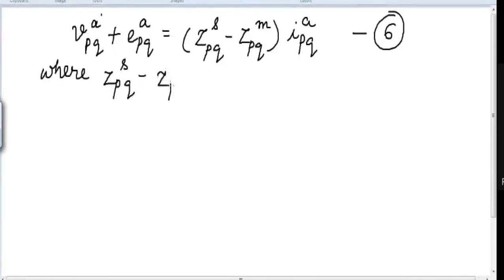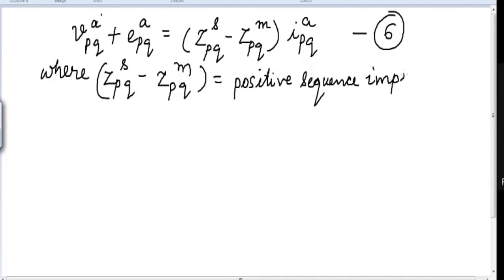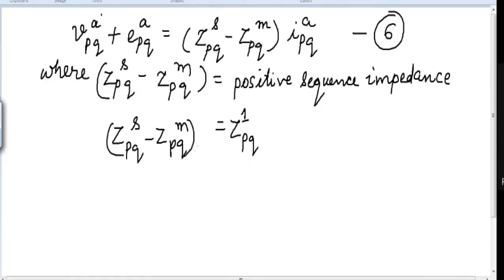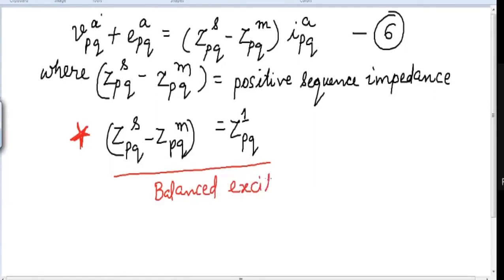Here ZPQS minus ZPQM is the positive sequence impedance, which can be denoted by ZPQ1. So I will again write here ZPQS minus ZPQM is equal to ZPQ1. So this is most important. This can be asked many times in the multiple choice questions, so you have to remember it. This is in case of the balanced excitation system. Is it clear, everyone?